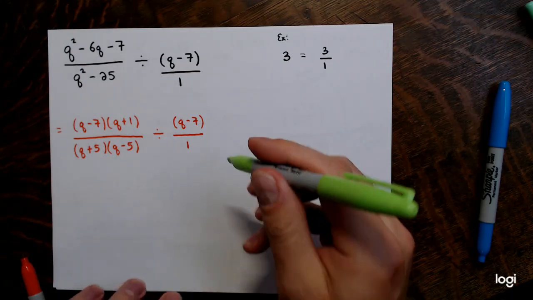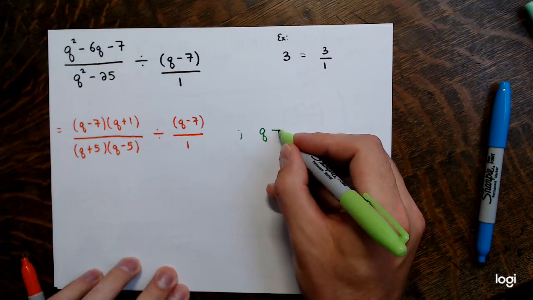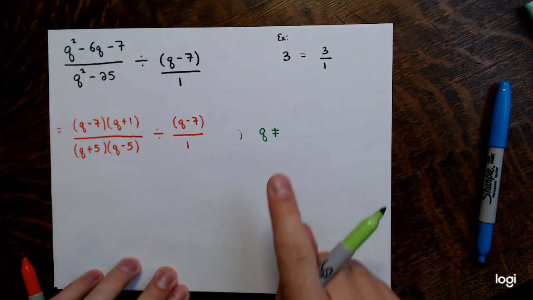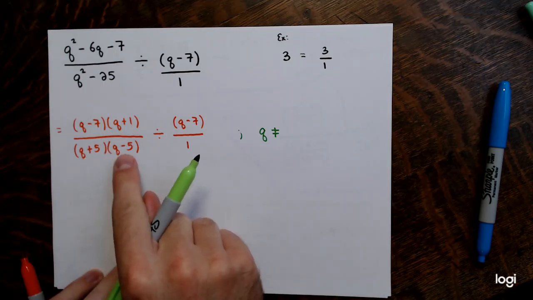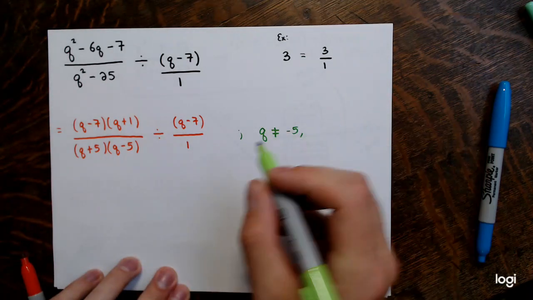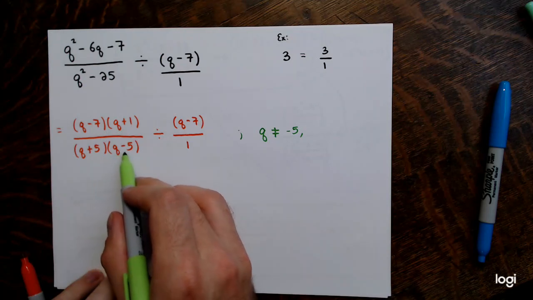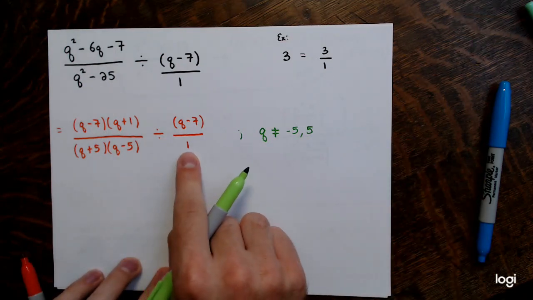Then off to the side, I'm going to put some values that q cannot be replaced with. Alright, so q cannot be equal to, and look at my denominators, right? These two factors, q plus 5 and q minus 5, are in the denominators. So q can't be negative 5 because of the q plus 5, and it can't be positive 5 either, because of the q minus 5. And then the other denominator here is 1, which is never going to be 0. It's always 1, so you're fine.